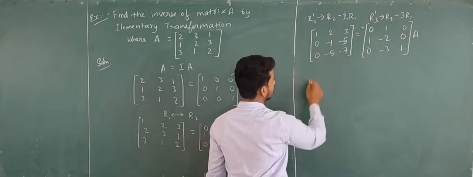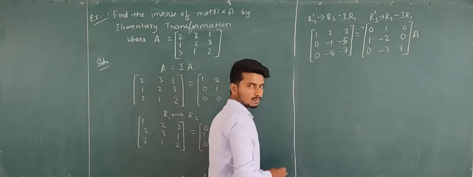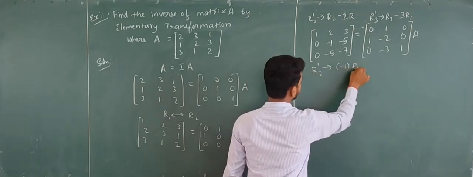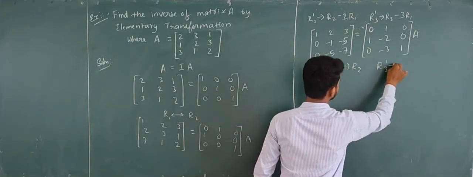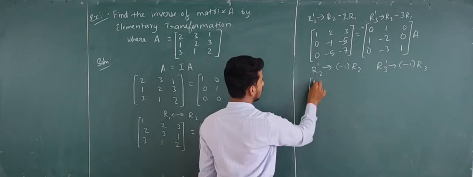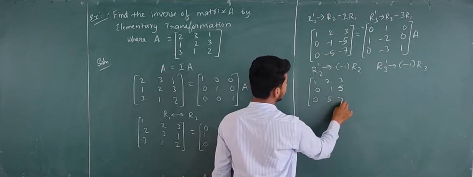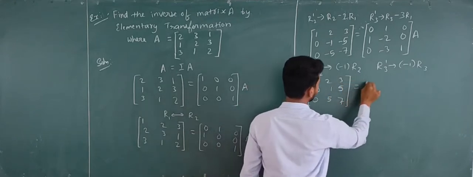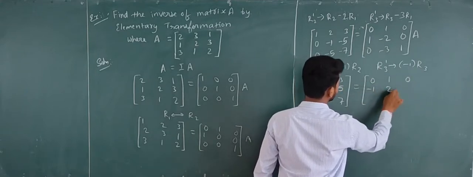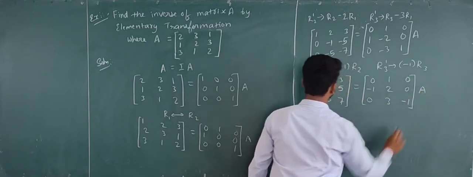What will we do here? We will multiply the second row and the third row by minus 1, that is R2 dash changes to minus 1 into R2 and R3 dash changes to minus 1 into R3. So this will be [1 2 3; 0 1 5; 0 5 7], which is equal to [0 1 0; minus 1 2 0; 0 3 minus 1] into A.